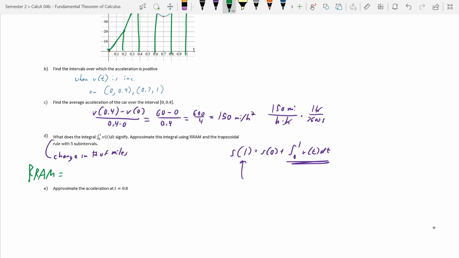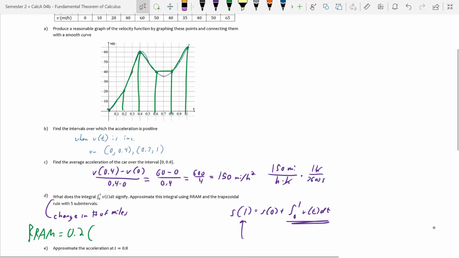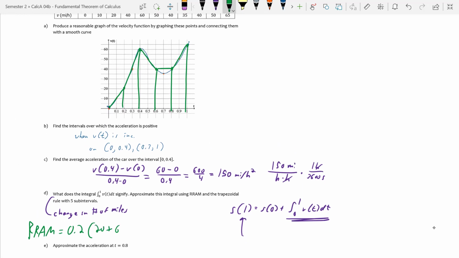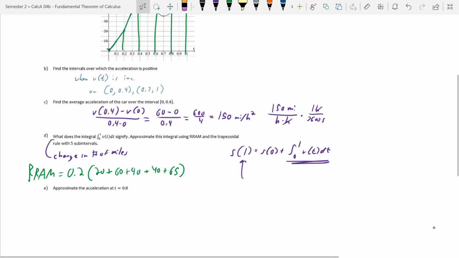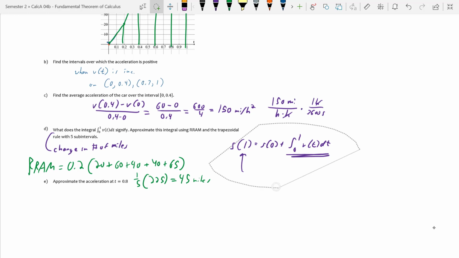RRAM is, the base is the same, and so the heights of each of the rectangles is the rightmost one. So whatever the height at point 2 is, 20 plus 60 plus 40 plus 40 plus 65. And we can do this. It's 1/5 times 120, 160, 225, which is 45 miles.